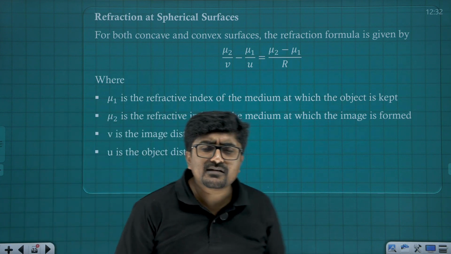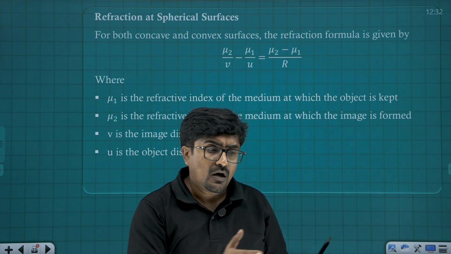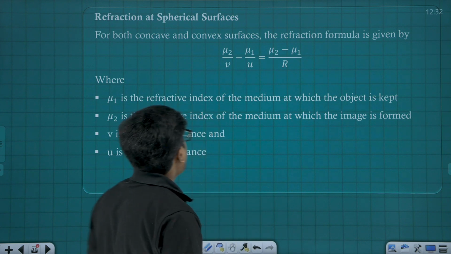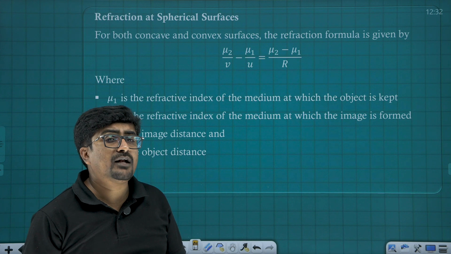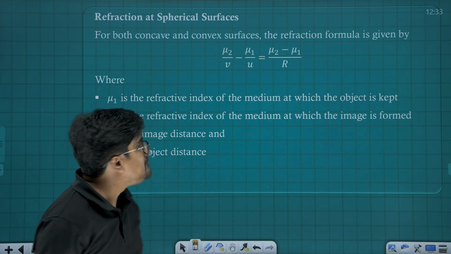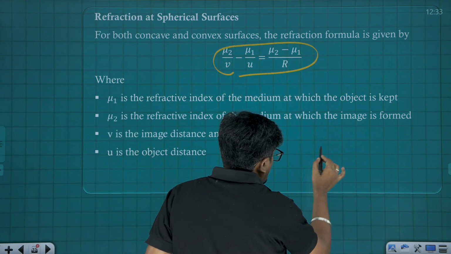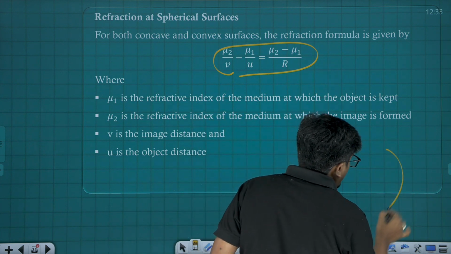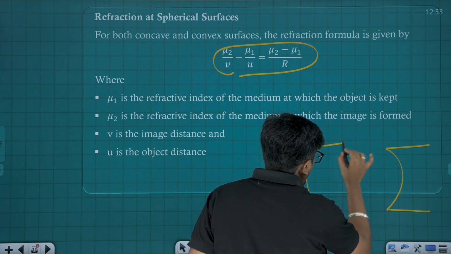In the same way as we discussed for spherical mirrors, where we had concave as well as convex spherical mirrors, here we will have a convex refracting surface as well as a concave refracting surface. Whether it is convex or concave, this particular formula is valid in both. Let this be a convex refracting surface and let this be a concave refracting surface. I hope you are getting me right.